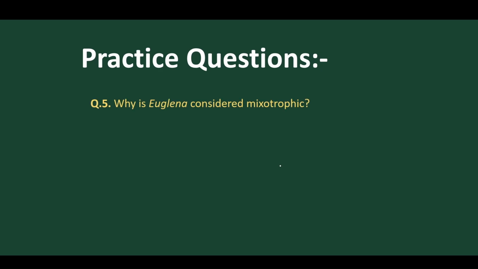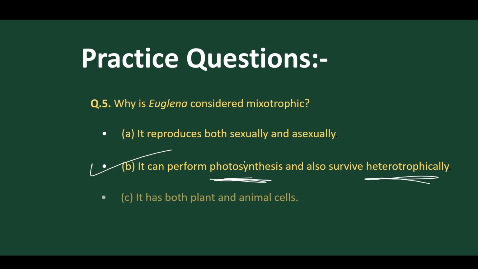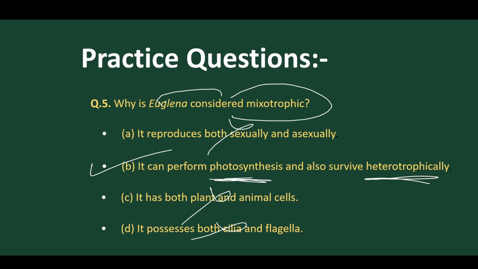Why is Euglena considered mixotrophic? Both types of nutrition are found to be present. It can perform photosynthesis and is also heterotrophic. So this one is right. Okay, for the nutrition question, mixotrophic nutrition is the right answer.